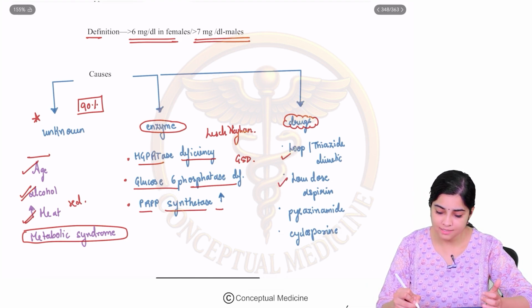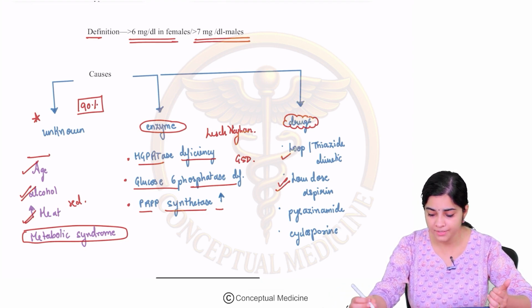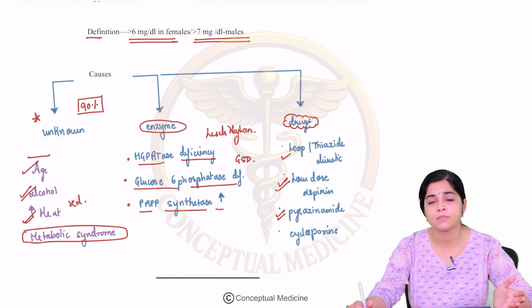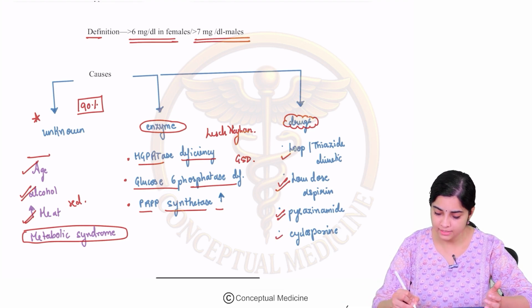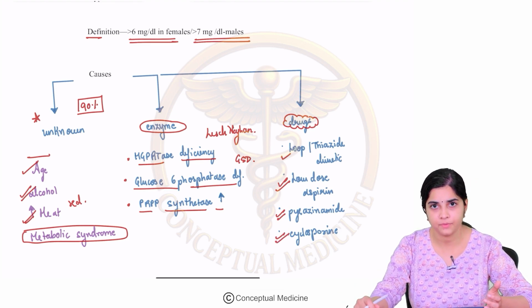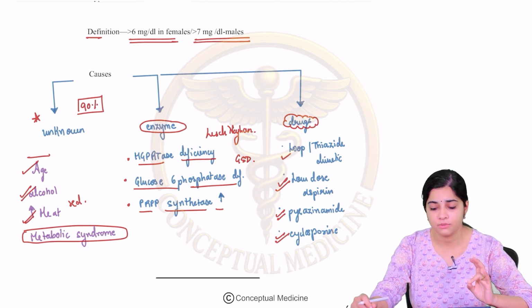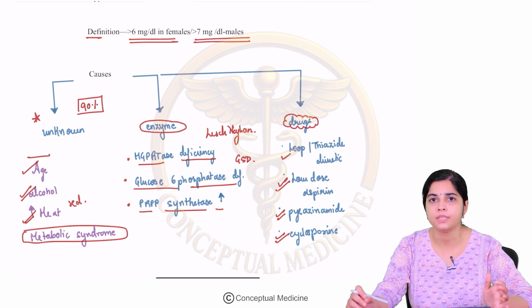Then low dose aspirin, which we give for post PTCA or post IHD prophylaxis. Then pyrazinamide, an ATT drug. So a patient with pulmonary tuberculosis initiated on ATT who complains of joint pains, always think of pyrazinamide-induced hyperuricemia. Then other drugs such as cyclosporine. So remember these important drugs: diuretics, cyclosporine, low dose aspirin, pyrazinamide. So this is about the various etiologies for hyperuricemia.